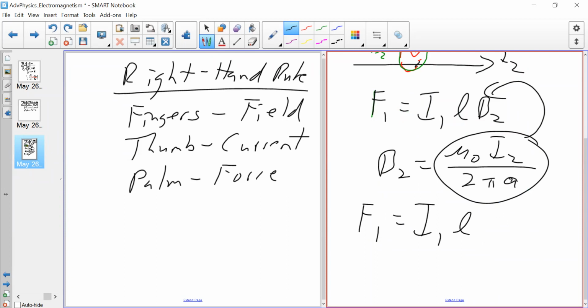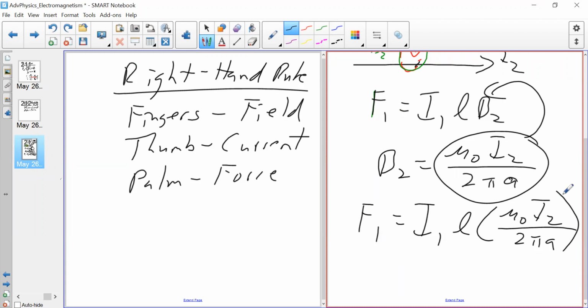I1 L mu naught I2 and 2 pi a. And we got the same thing for F2, same magnitude, different expressions. This is going to be I2, this is I1, 2 pi a, L is the same. So same magnitude, they're going to attract. And opposite directions, they will repel.